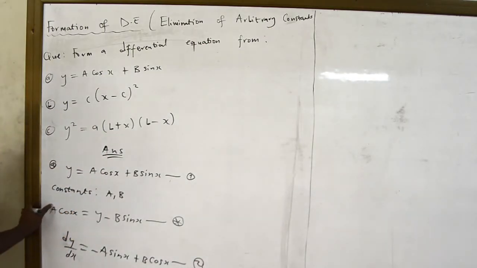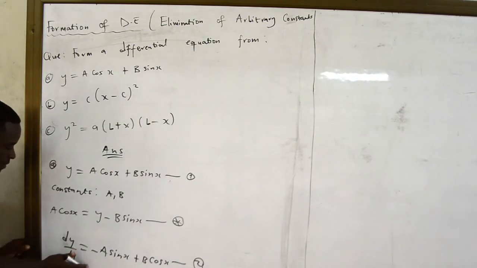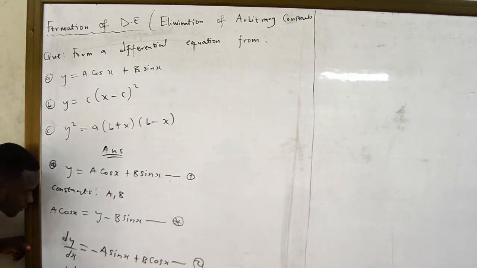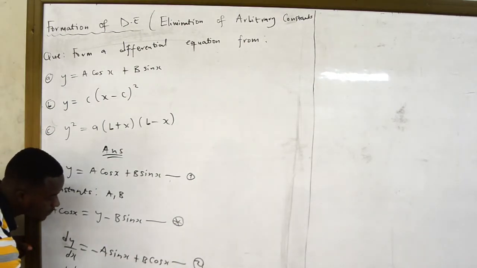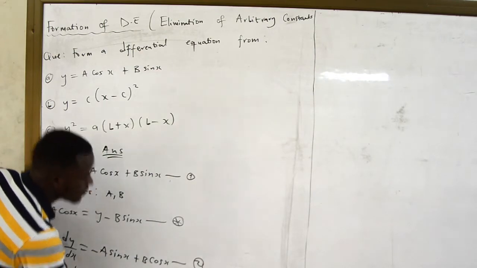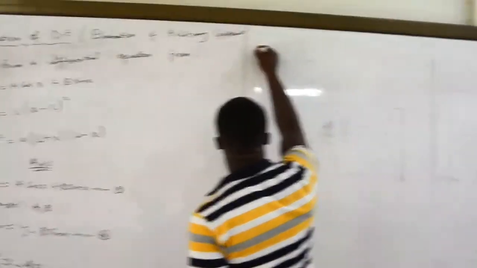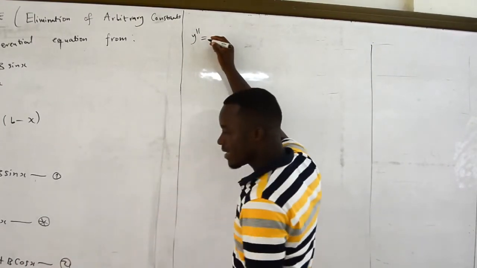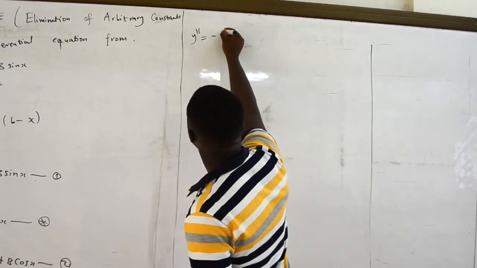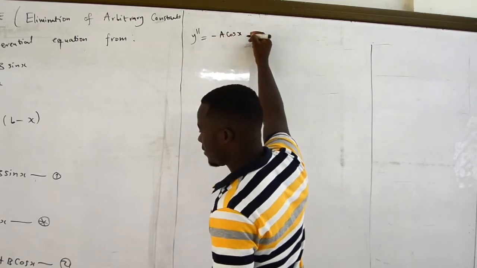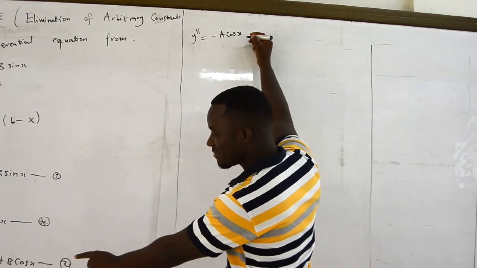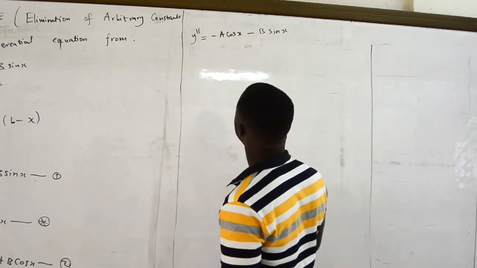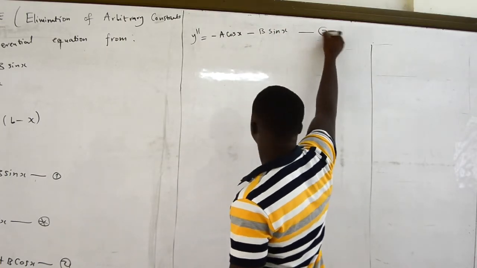Again, because we have 2 constants here, definitely we have to differentiate it again. But before I differentiate this one, we know dy/dx is the same as y prime. So we have y prime equal to negative a sin x plus b cos x. So I will differentiate this one again. Then I'll get y double prime is equal to, when I differentiate negative a sin x, I'll get negative a cos x. When I differentiate plus b cos x, I'll get minus b sin x. I will name this one equation 3.